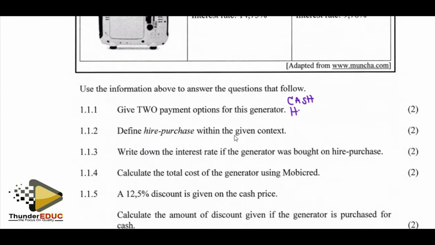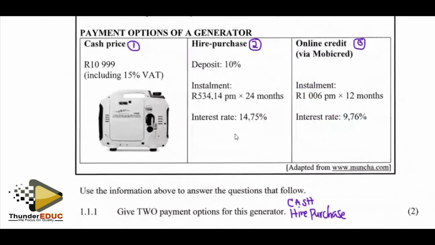We said we have cash. You can also call it hire purchase. So define the term hire purchase. Hire purchase, when you look at it, one pays a deposit, and the remaining money is paid in installments.